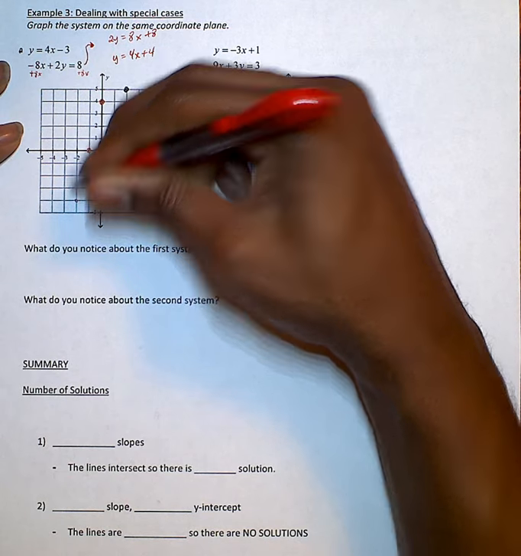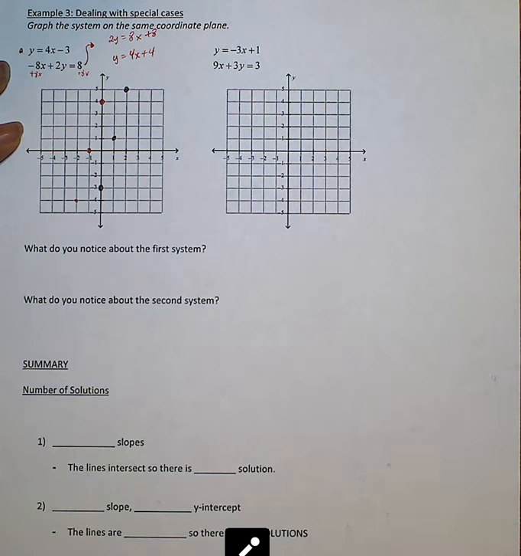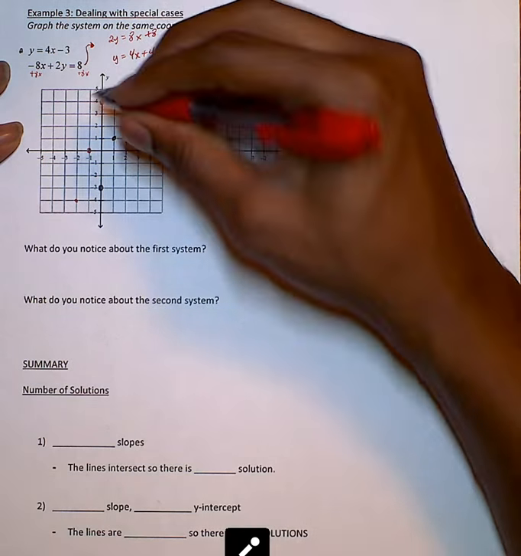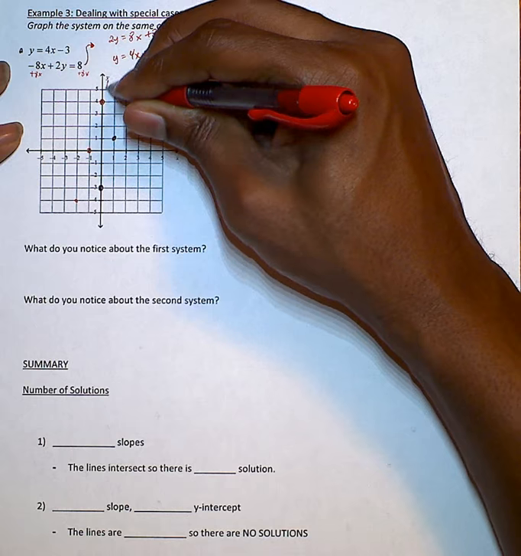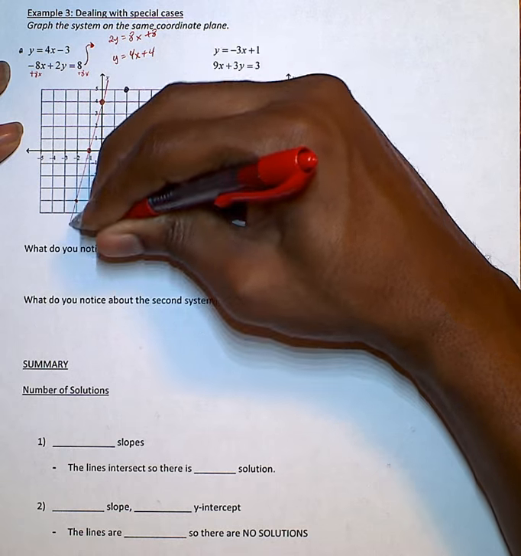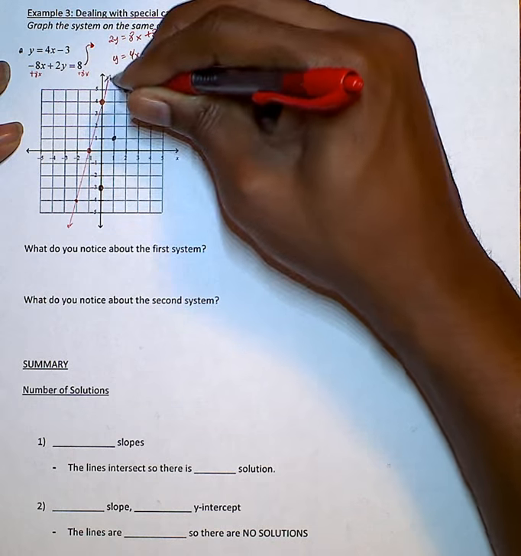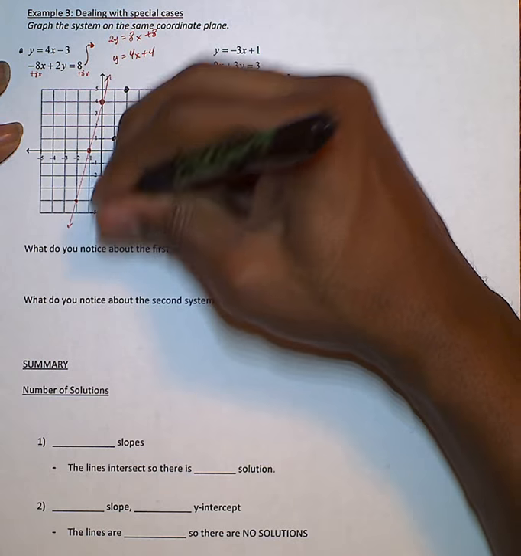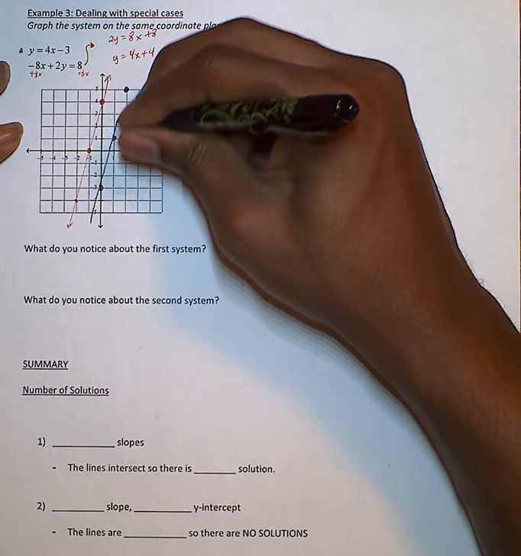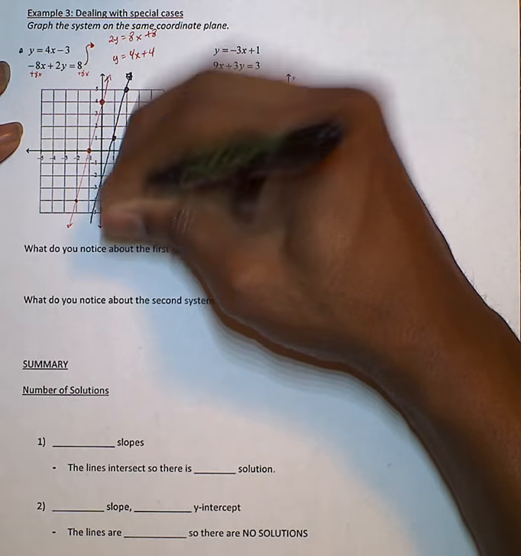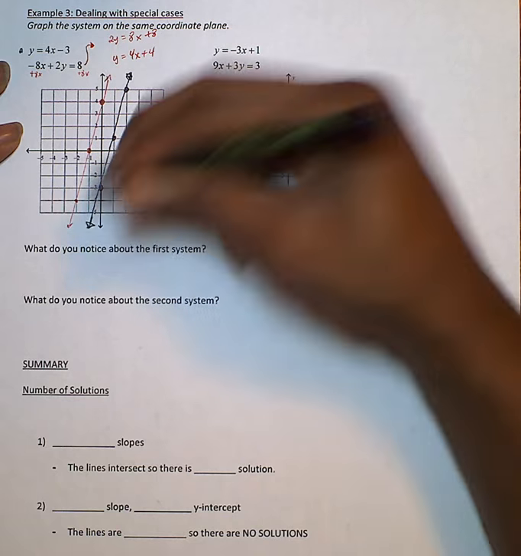Alright. Okay, and now I will go straight line, try to be straight line, and then I will go same thing here. Alright, those are my two lines.